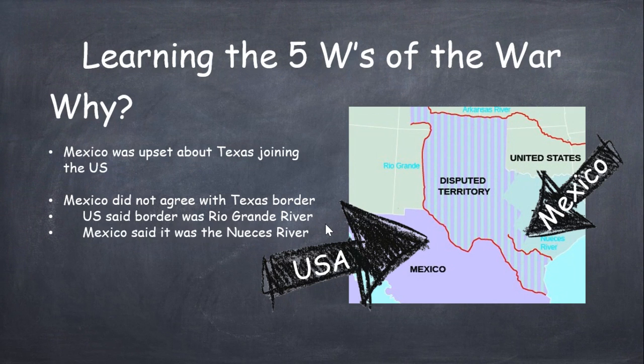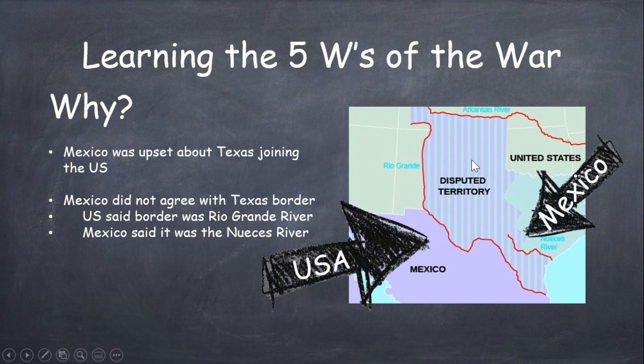So the U.S. said the border of Texas was the Rio Grande River, which was this right here. So the United States believed it was this river. Mexico believed it was this border. And you may not think that's a lot, and it probably isn't. It might be like 15, 20 miles, maybe. It might be more than that. I really don't know how much distance there is between the Rio Grande River and the Nueces River. But that's where Mexico thought Texas ended, and the United States said Texas ended here. So that was a fight.